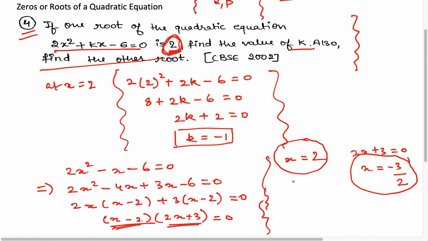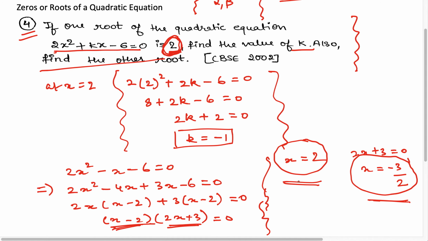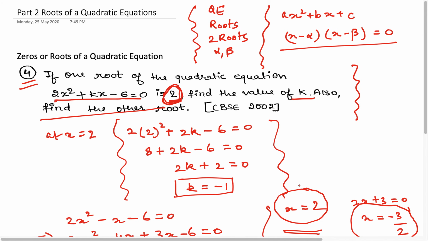So we found the other root, which is x equal to minus 3 by 2, because one root was already given to us and we had to find the value of k as well. So remember, you have to understand the question really well. You have to understand the utilization of the different concepts, and you should know when to apply which condition.